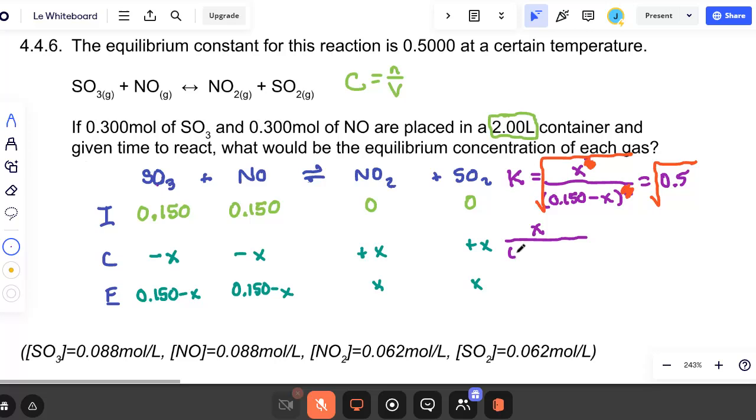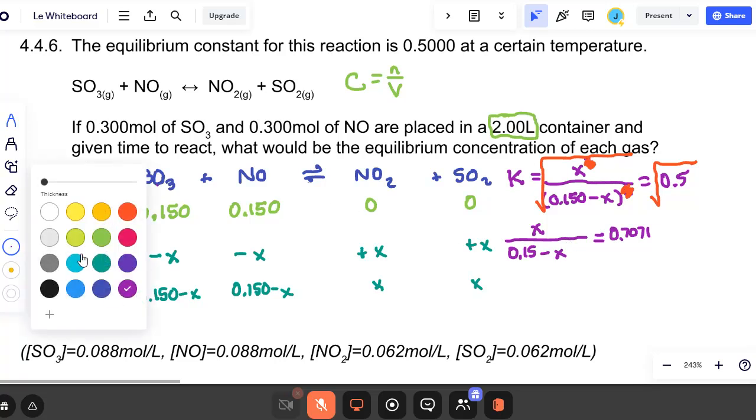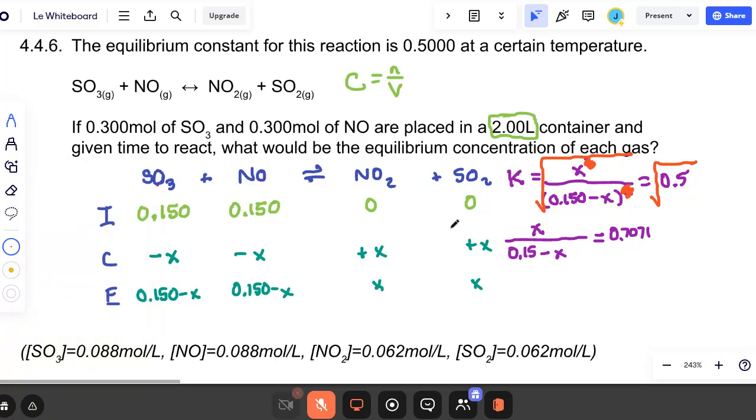X over 0.15, I'm dropping that 0, minus X equals the square root of 0.5, which is 0.7071. Now, if we want to solve this, we have an X in the denominator, which is bad. I want to get that out of there, and so I'm going to multiply both sides by the denominator, 0.15 minus X. If you do that on both sides, on the left, the 0.15 minus X's cancel, leaving us with just X.